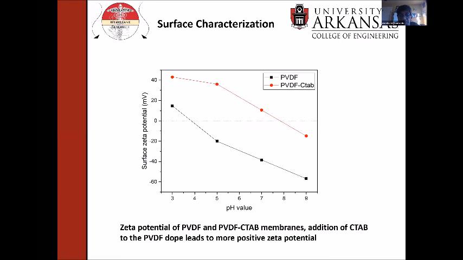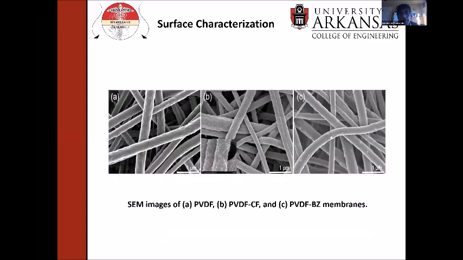We also measured the zeta potential of the base PVDF and the PVDF membrane containing CTAB, and you can see that the zeta potential is much more positive for the dope that contains the quaternary ammonium surfactant, which is what we would expect. So then these are some SEMs of the nanofibers that we spin.